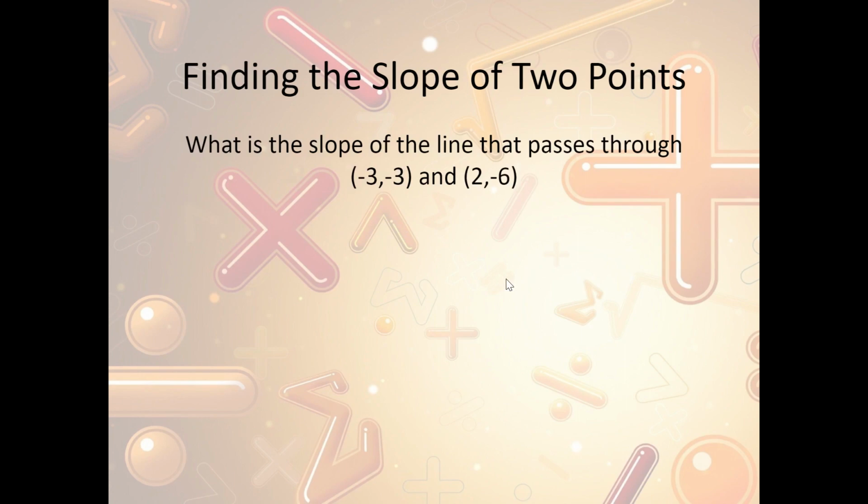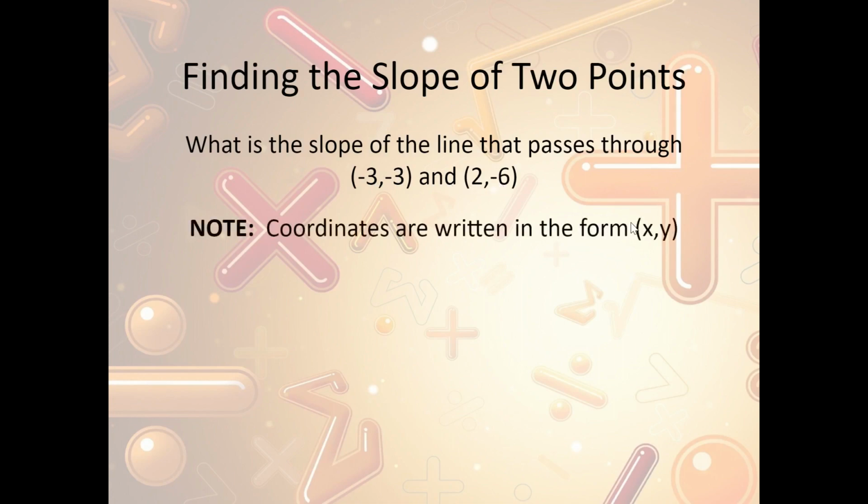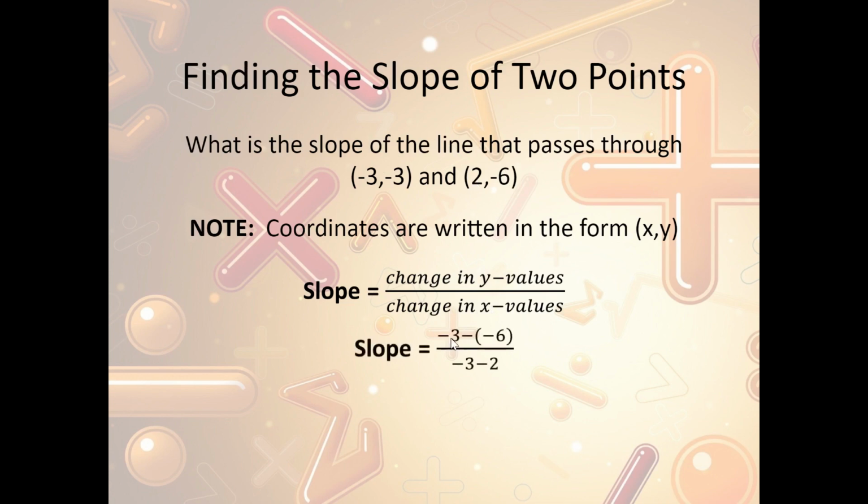Let's look at another example. So what is the slope of the line that passes through -3, -3, and 2, -6? Again, coordinates are written as x and y. So this is my x, this is my y, this is my x, this is my y. And slope is change in y over change in x. So I'm going to calculate that by subtracting my y values first. So -3 minus -6. And then I'm going to subtract my x values, which is -3 minus 2. So I get -3 minus -6 and -3 minus 2.